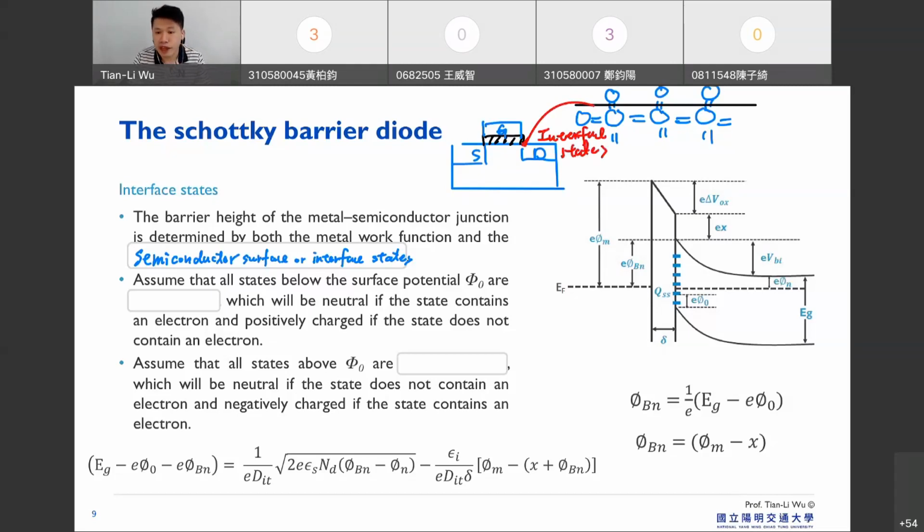And this interface state creates certain problems for the device stability here. The same thing is the case for the MOSFET, but also in the Schottky barrier diode. In this interface, the bonding is not perfect here. This also creates certain interface states as shown here. So this is the interface state here, and this is the case for the P-type semiconductor.